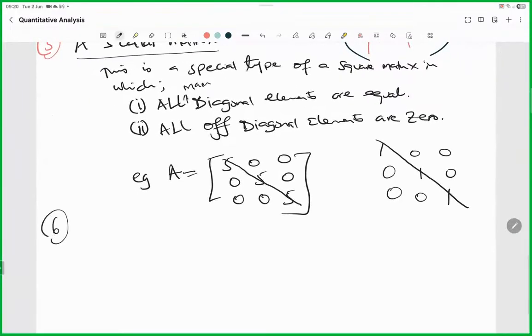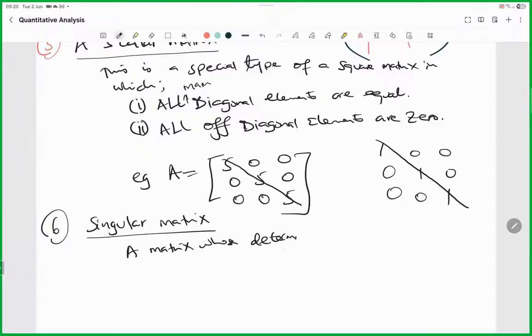Number 6 is what we call a singular matrix. This is a matrix whose determinant is 0. A matrix whose determinant is 0 is known as a singular matrix.